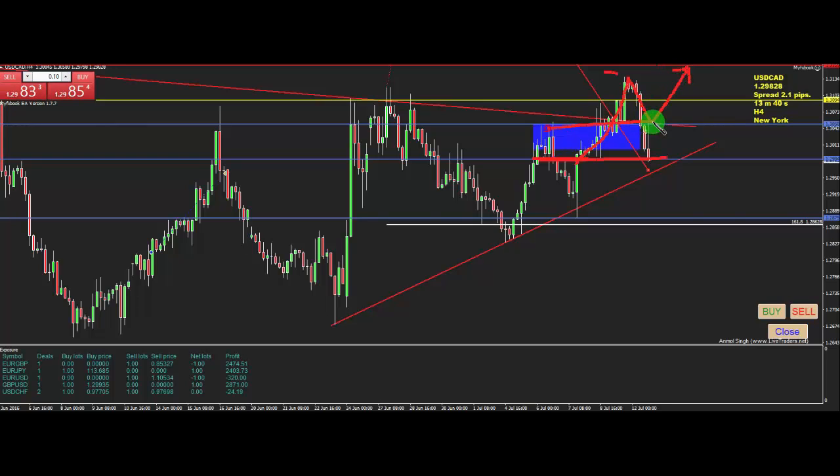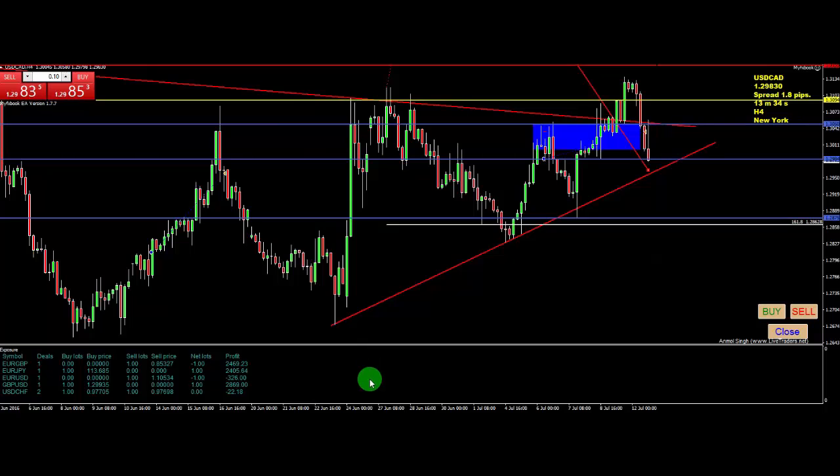I brought my stop up, and this morning I got taken out for a small profit, you know? Not a bad profit, small little profit there. So that's what I did on the USD CAD, small profit.